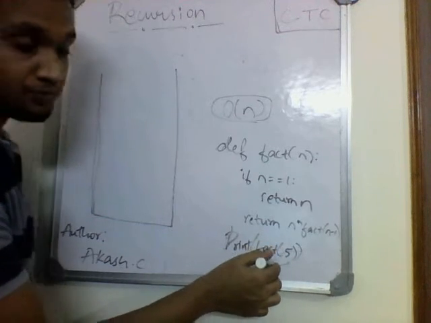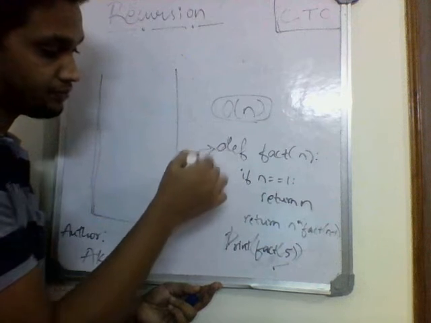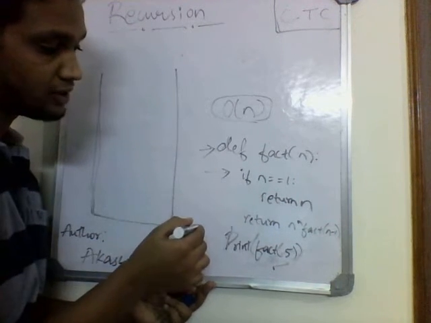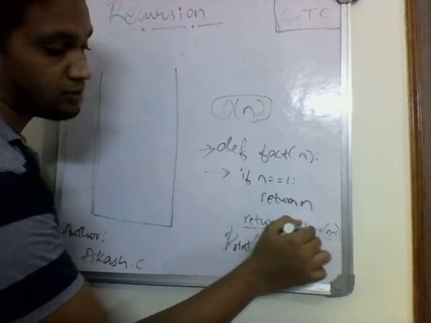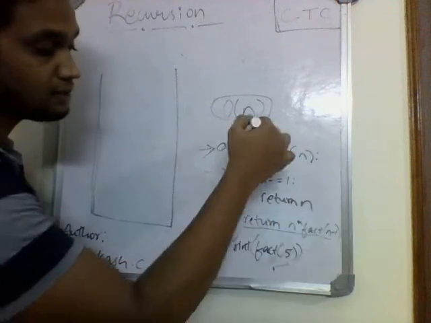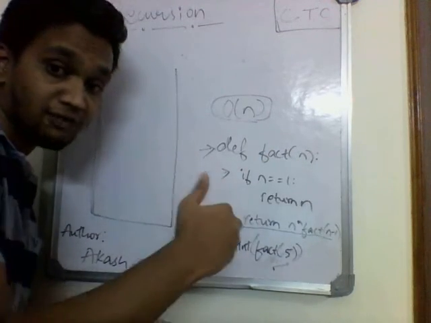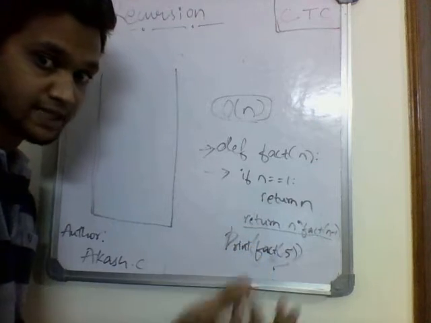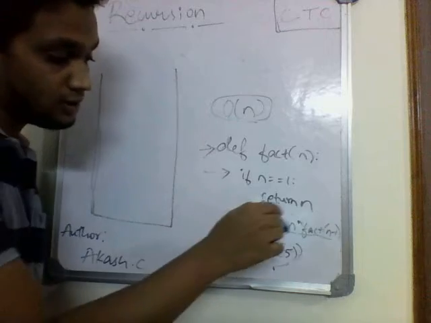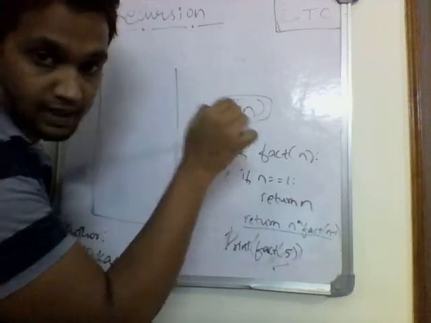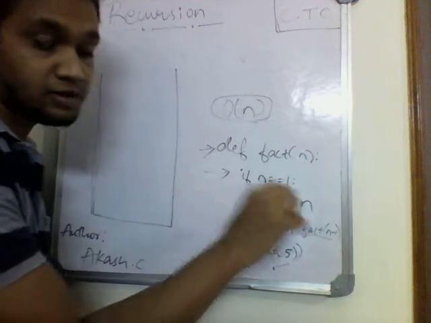Factorial of 5. When the execution comes here, it checks if n is equal to 1. No, n is not equal to 1. Then return n times factorial of n minus 1. So this is basically a recursive call, it's calling its function again. That's what is known as recursion, right? A function calling itself again is called recursion. So it is recursively calling again and again.